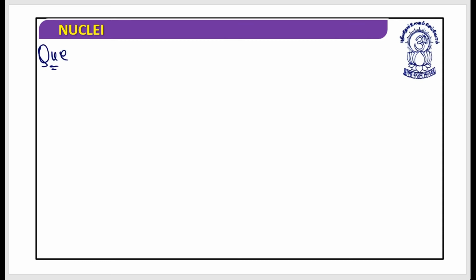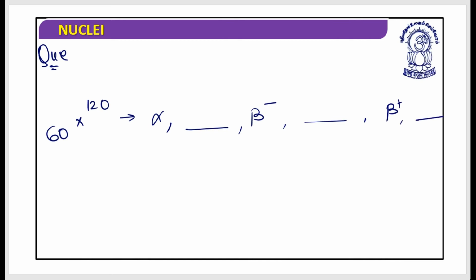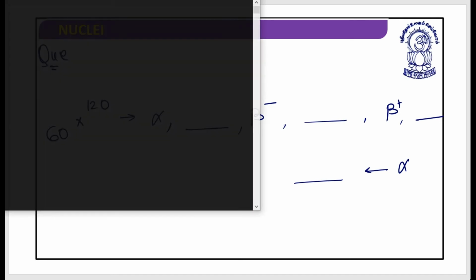Now we are going to mix alpha and beta both. So let's say this is the element 60X120, a random element, and an alpha particle has been emitted. The next element is required, then beta minus is emitted and the next element is required, then beta plus is emitted and the next element is required, and then again an alpha particle is emitted and that next element is required. So this is the requirement. How will you do this?